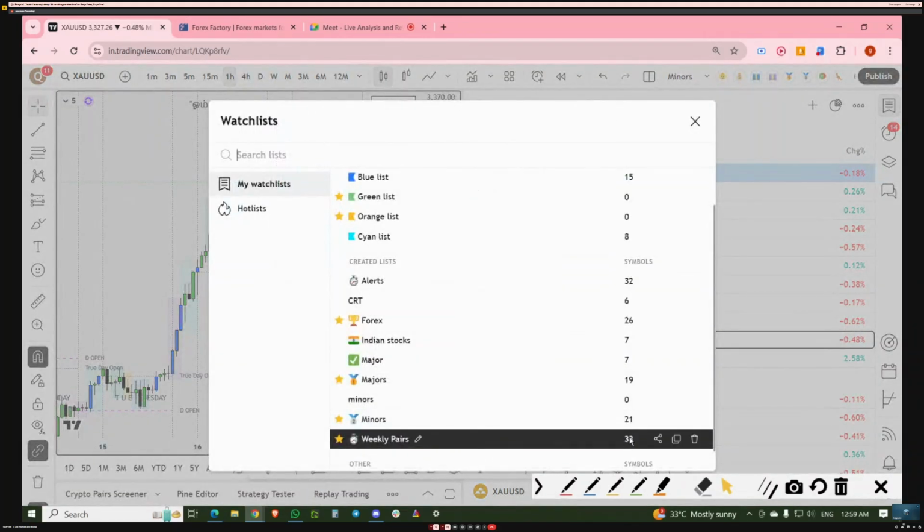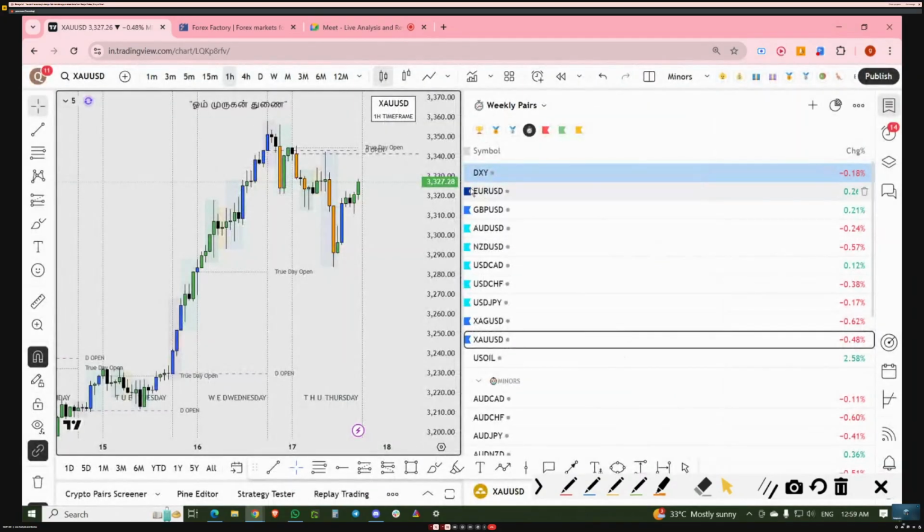This weekly pair list consists of 33 pairs actually. That is nothing but 32 pairs with the Dixie. Out of 33 pairs, 32 pairs are tradable. Dixie is not tradable. This is only for analysis purposes.